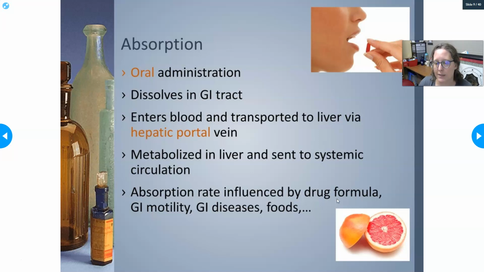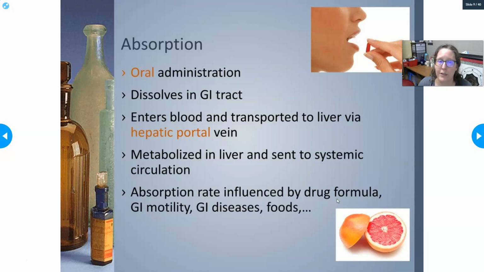If a person has diarrhea, then the drug could be moving through too fast and therefore not have enough of a chance to get absorbed, and you would have not enough of the drug in the system. GI diseases, such as a lot of the inflammatory bowel diseases, would interfere with the proper absorption. So when you have inflammatory bowel diseases, a lot of nutrients aren't absorbed, and drugs aren't absorbed as well because of the presence of the inflammation in the gut wall.